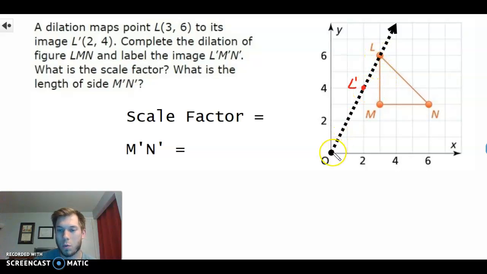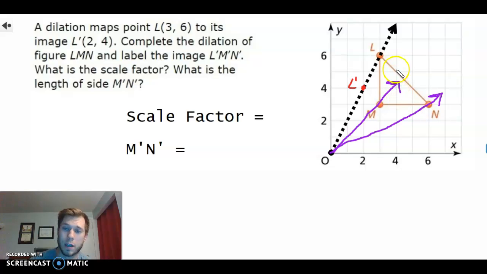We're also going to need to draw another dotted line. I'm going to do my best here, running from the origin to M, as well as the origin through N. Okay. So notice from here we can actually get our scale factor just by looking at our 2 points here.